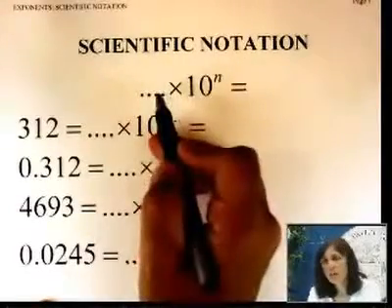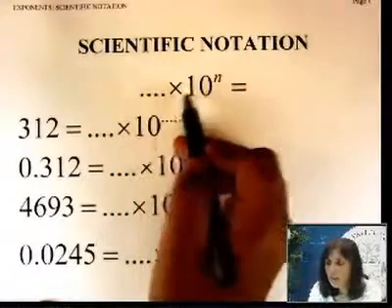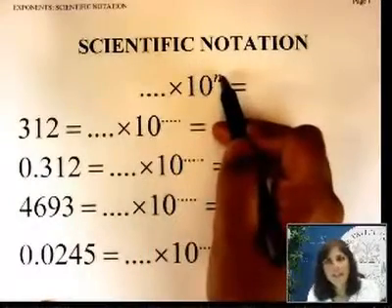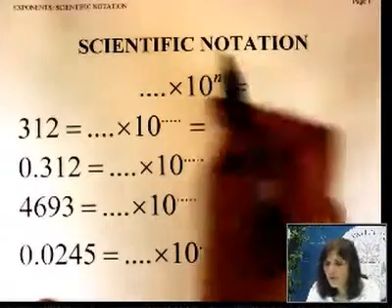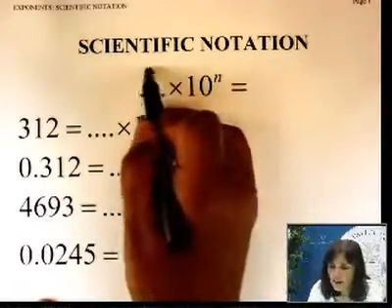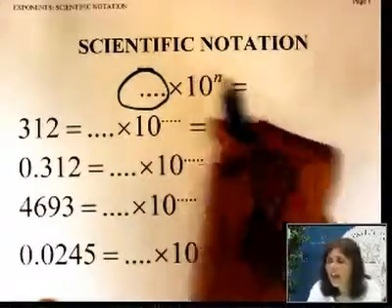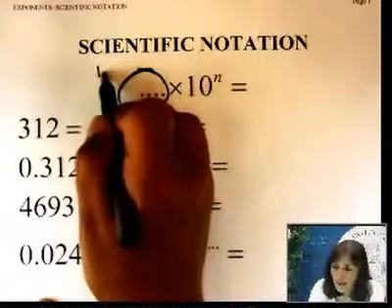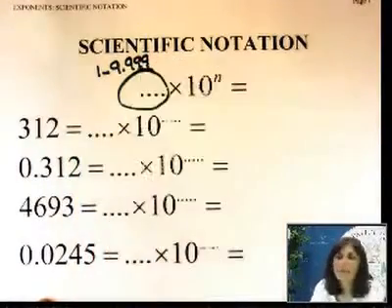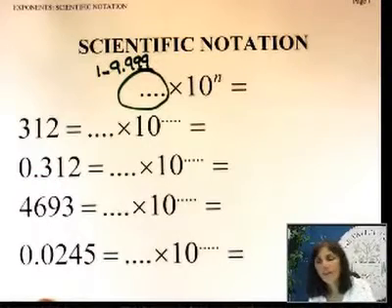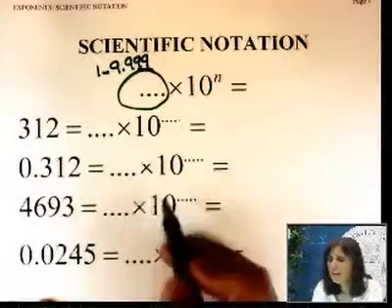Scientific notation is a notation that has an exponent in it. It is a number times 10 to an exponent, and that exponent can be negative or positive. But what's important is that the number in front of the 10 to the exponent has to be between 1 and 9.999. It cannot be 10. It cannot be bigger than 10. It cannot be smaller than 1. So let's look at this.